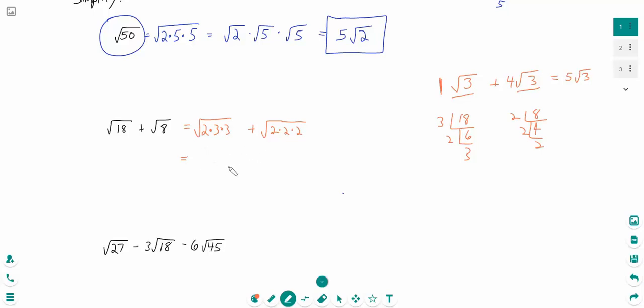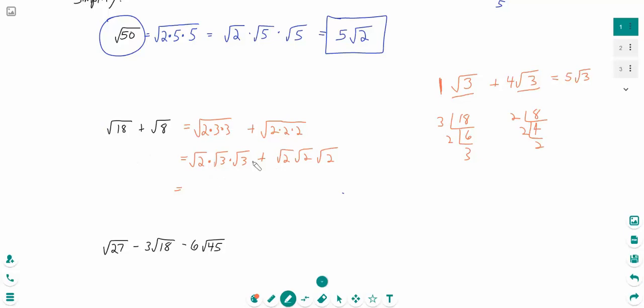Some of this we could probably do in our heads, but just to make sure that you understand where we're getting all this, we have the square root of 2 times the square root of 3 times the square root of 3, and then we're adding that to the square root of 2 times the square root of 2 times the square root of 2. Okay, right? Next step is we look for pairs because this is a square root. Remember, if this was a cube root, we'd look for triplets and so forth. But because it's a square root, we're looking for pairs.